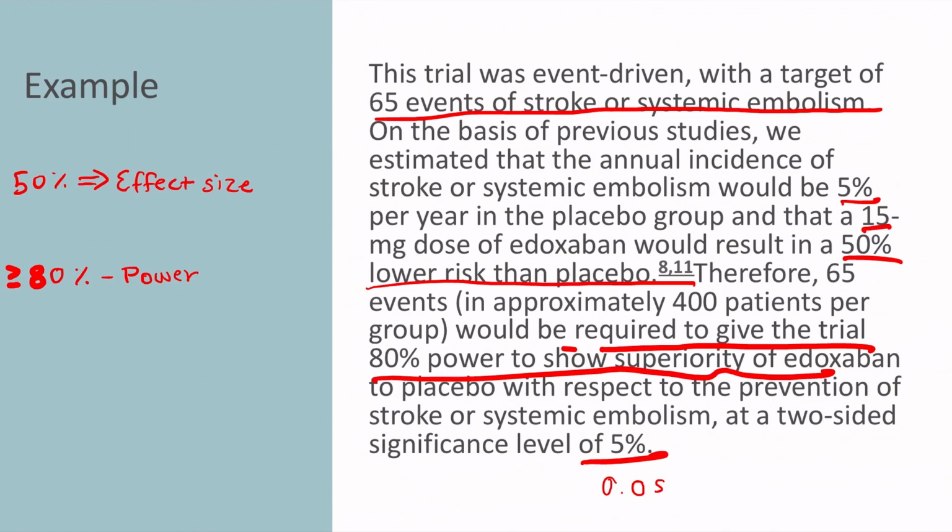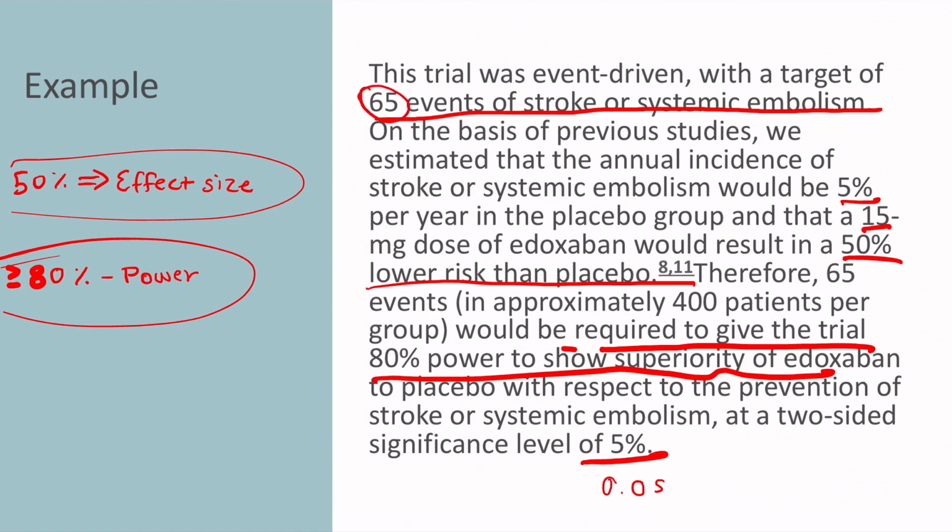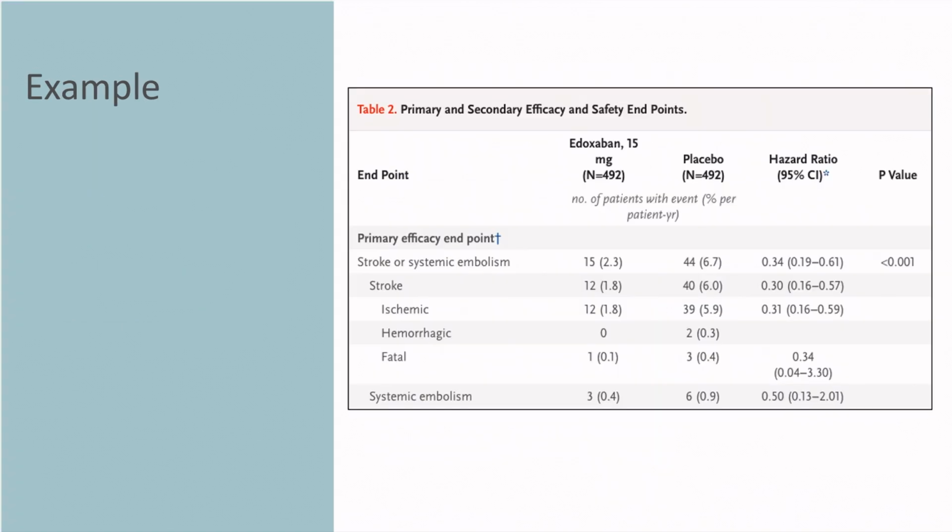So now that we know the power was set at 80% and the effect size was 50%, what we want to look at is whether we had 65 events of stroke or systemic embolism. You'll see here that this primary endpoint is stroke or systemic embolism. Hey, we've actually already learned about this. You took two different outcomes and put them together. This is a composite outcome. And if you guys are all playing along at home, this is a direct clinical outcome as well, because these are things that affect the way the patient feels, functions, lives, or survives.